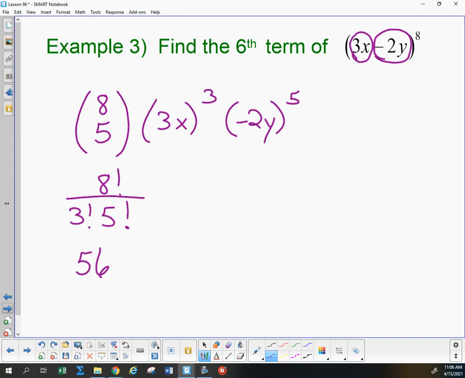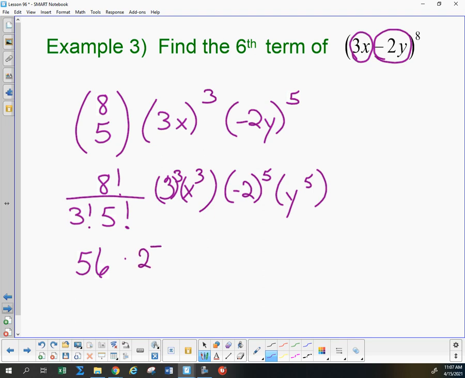We also have 3x times 3x times 3x, which means 3 cubed times x cubed. We also have negative 2 times y times negative 2 times y times negative 2y. So we have negative 2 to the 5th, and we have y to the 5th. So we have times 27 x cubed.